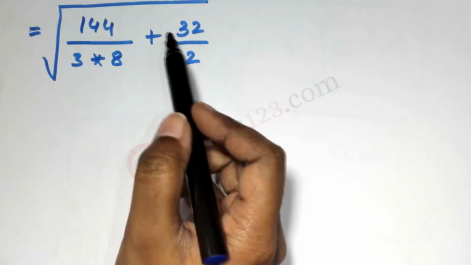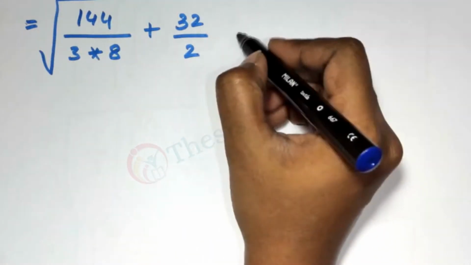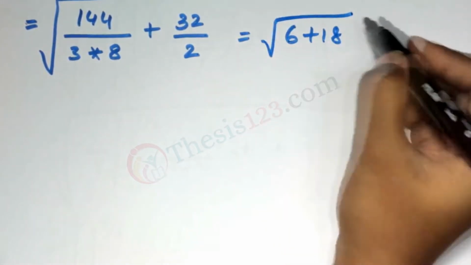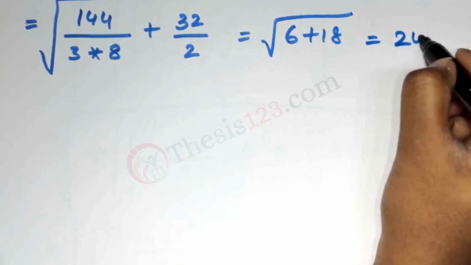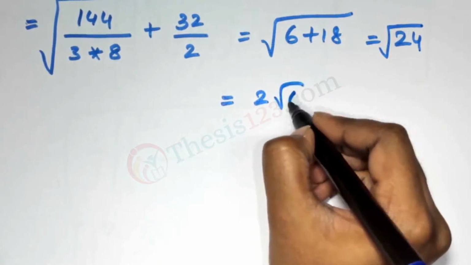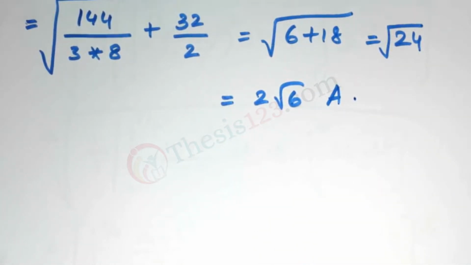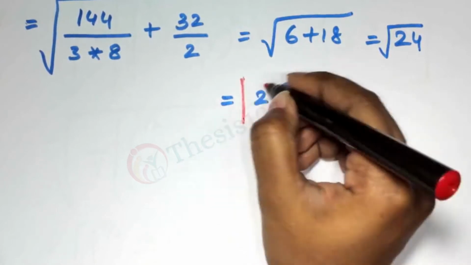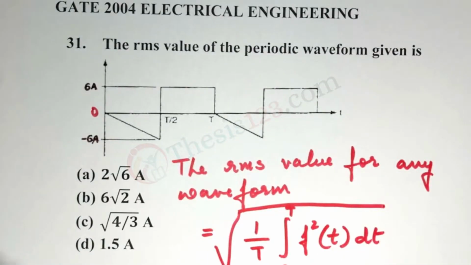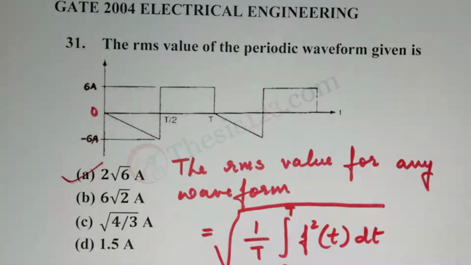Here we have 144 by 3 times 8 plus 32 by 2. When we solve that further, we will have 6 plus 18, which further comes to 24, root of 24, and that gives us a value of 2 root 6 amps. So in this case, our final answer is 2 root 6. And let's see which option that matches with. 2 root 6 matches with option A. Well, this is the final answer, and I hope the explanation has helped.